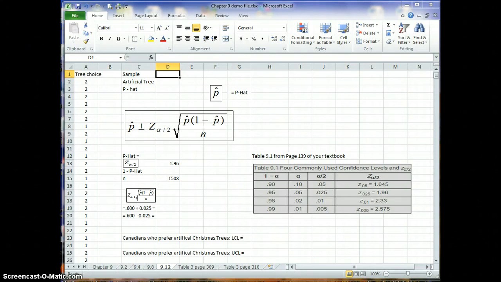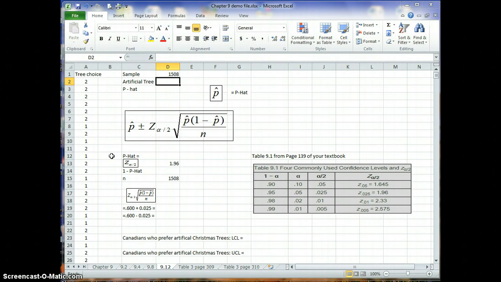Here in Chapter 9, Problem 12, we have an instance of trying to figure out whether Canadians prefer a real or an artificial Christmas tree. There are 6 million people in Canada, but the survey was of 1,508 people. And what we know is that if they preferred artificial, they responded 2 here to tree choice.